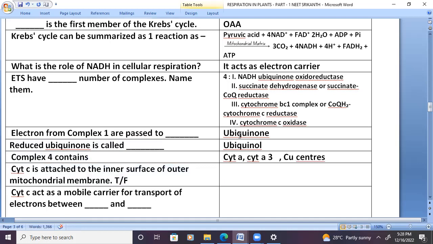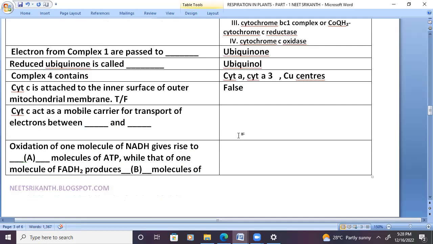Cytochrome c is attached to the inner surface of outer mitochondrial membrane. True or false? False. Cytochrome c acts as a mobile carrier for transport of electrons between complex 3 and complex 4.